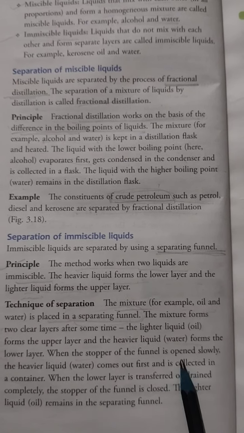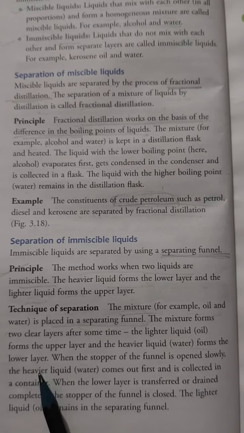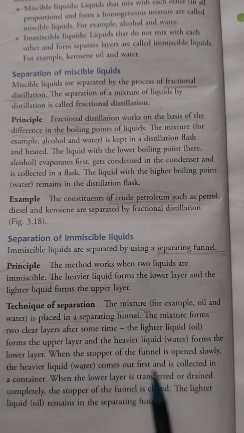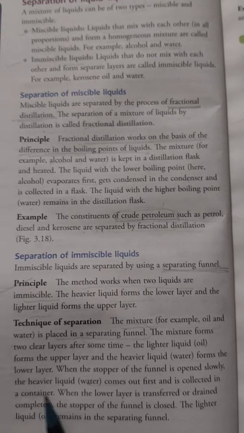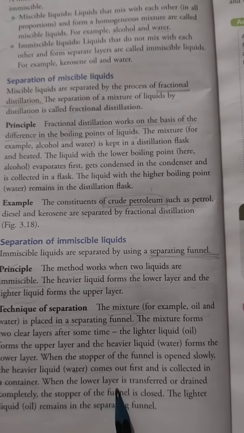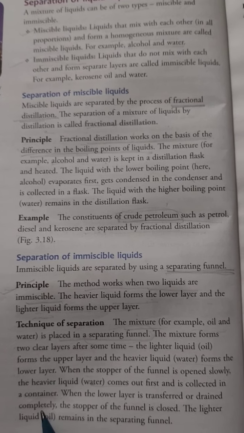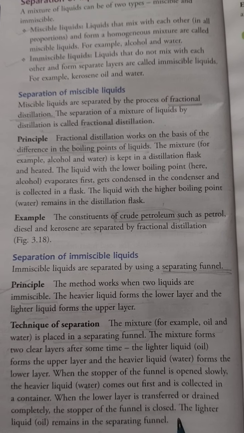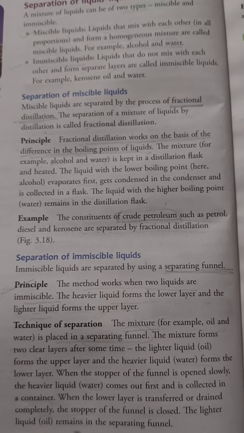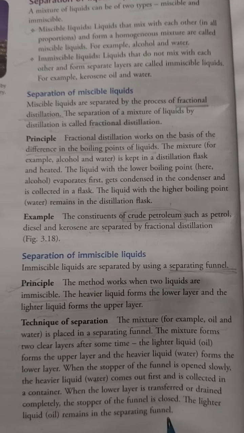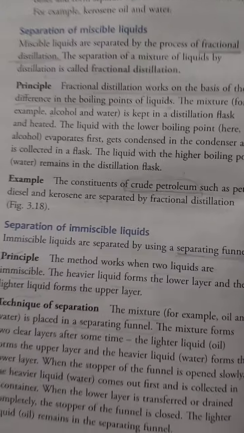When the stopper of the funnel is opened slowly, the heavier liquid, that is water, comes out first and is collected in a container. When the lower layer is transferred or drained out completely, the stopper of the funnel is closed. The lighter liquid, that is oil, remains in the separating funnel. So you can understand this with the help of this diagram.